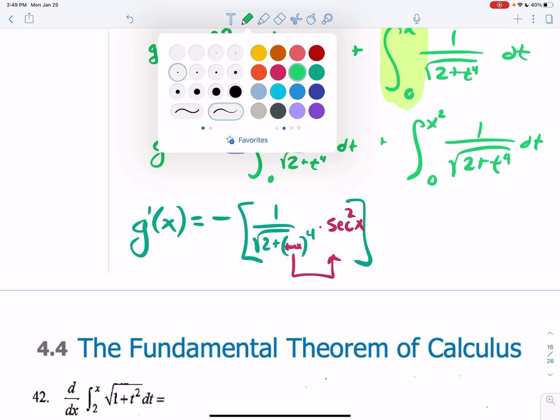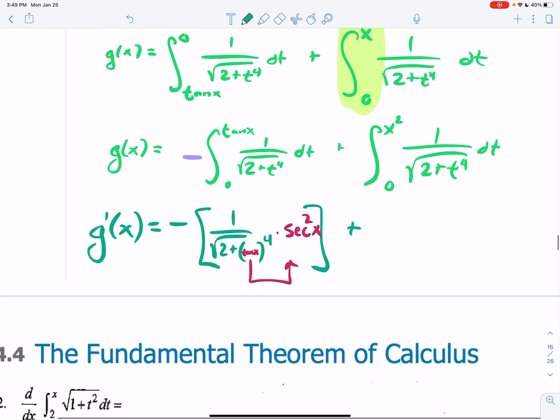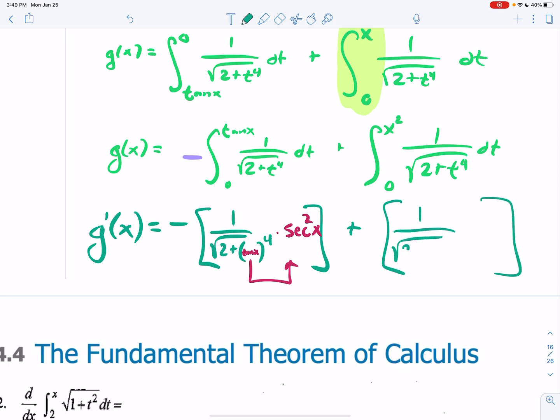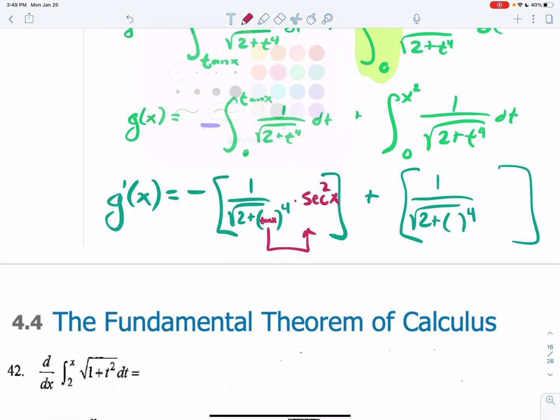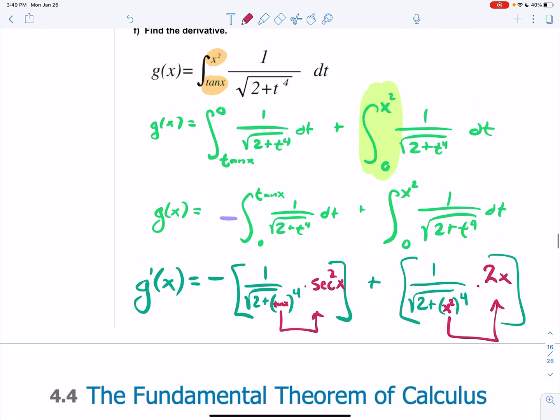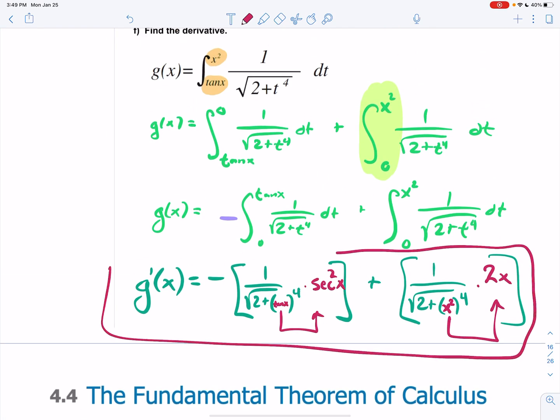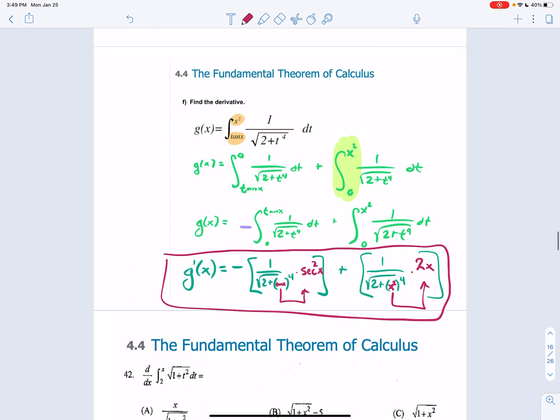Over here, plus, this is just going to be 1 over the square root of 2 plus, in this case, I'm using x squared to the 4th. And the derivative of what I plugged in is just 2x. Okay? And although that's super messy, that's enough for you guys to leave it as is. That's as tough as it gets. You've covered pretty much every situation.